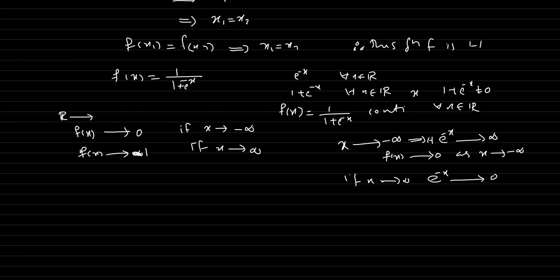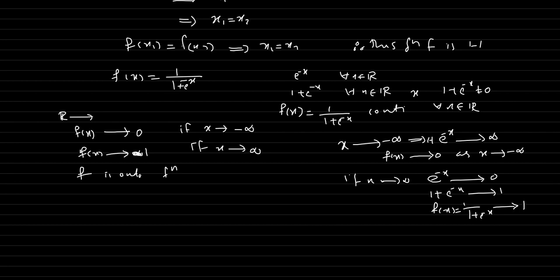Therefore, 1 plus e raised to minus x tends to 1, which means f of x equal to 1 by 1 plus e raised to minus x tends to 1. So here we have this limit, and f is continuous, 1-1 and increasing function, which means what? f is an onto function.